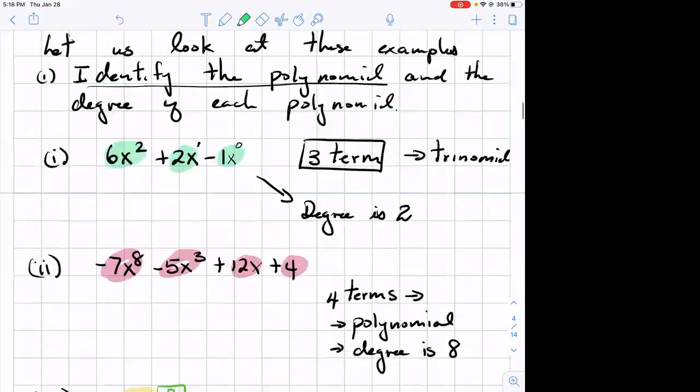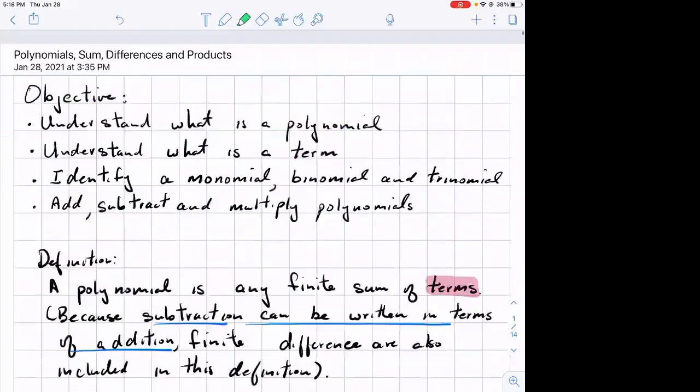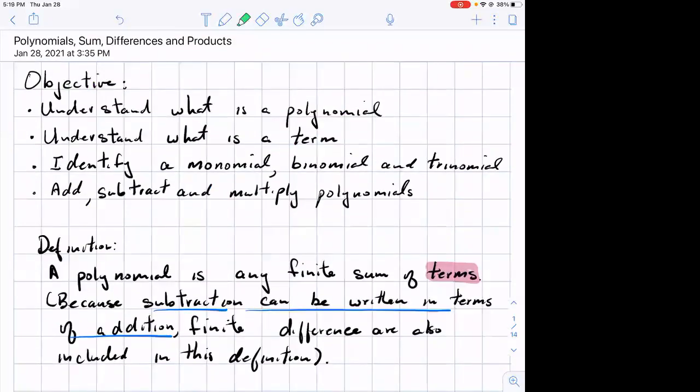So we do know what a polynomial is, and we know what a term is. We looked at monomial, binomial, and trinomial. A monomial is a single-term polynomial. A binomial is a two-term polynomial. A trinomial is a three-term polynomial. And we've also looked at how to add, how to subtract, and how to multiply polynomials.